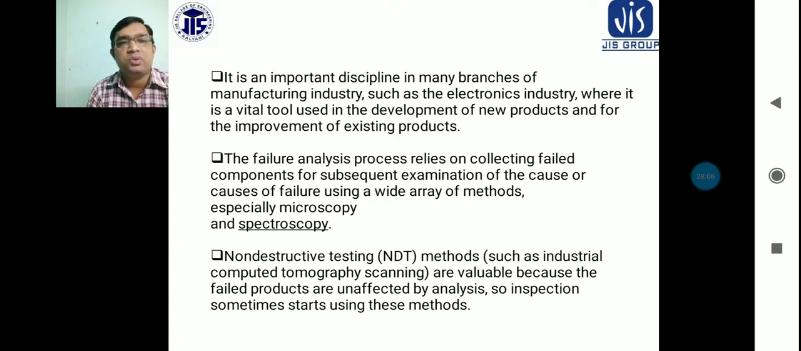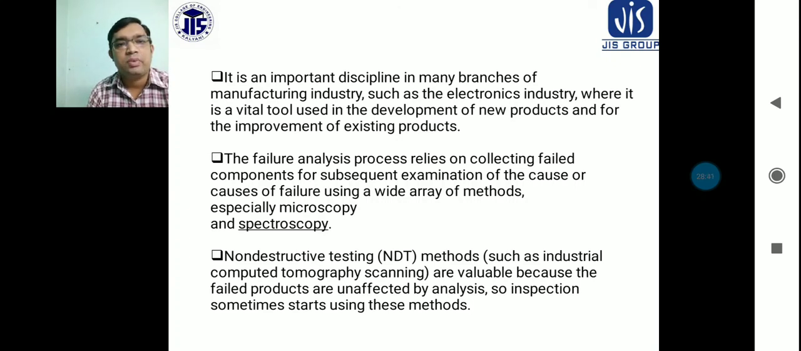And the failure analysis process relies on collecting failed components for subsequent examination of the causes of failure, using a wide array of methods, especially microscopy and spectroscopy. Non-destructive testing, or NDT methods such as industrial computed tomography scanning, are valuable because the failed products are unaffected by analysis.